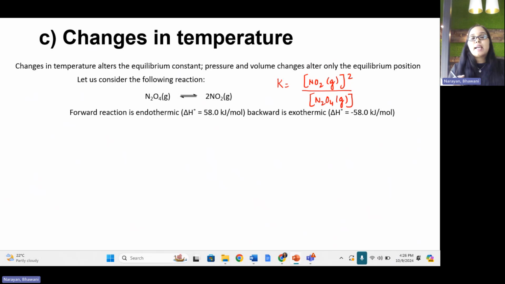We know that delta H naught for a forward reaction would be the negative of that for a backward reaction. So I have written down the values for you. For this particular reaction, for the forward reaction, that is decomposition of N2O4 to NO2, you would have delta H naught as 58 kilojoules per mole, while for the backward reaction, which is an exothermic one, you are going to have delta H naught as minus 58 kilojoules per mole. Make sense?